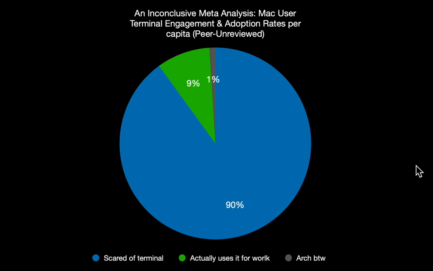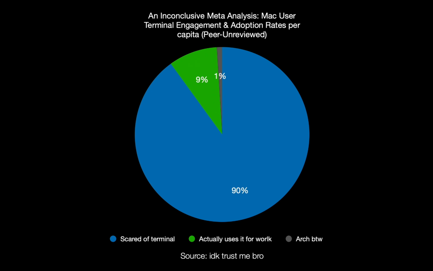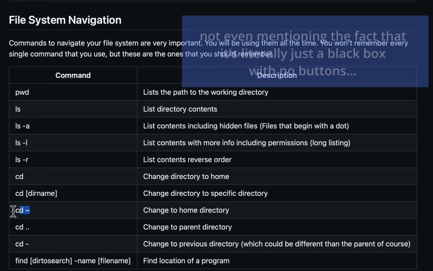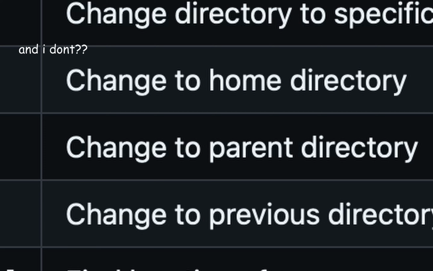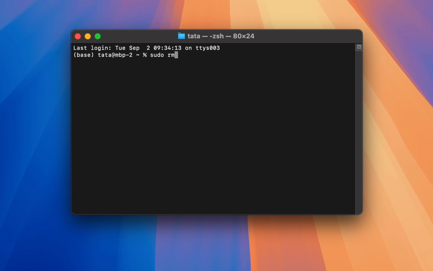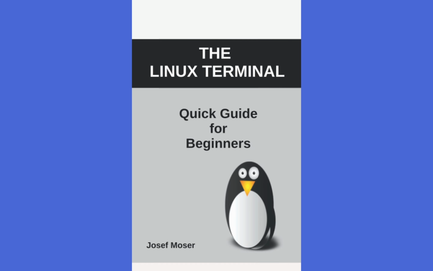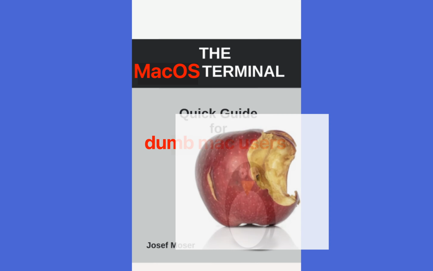90% of Mac users are scared of the terminal according to the study I definitely didn't just make up. But I mean, the terminal's full of ominous sounding 2-letter commands like cd and ls, and what the hell is a directory and why does it have parents? However, the terminal can actually be super useful, even for normal plebs like you and me, but in a slightly different way. So here's the Mac user adapted guide to using the terminal.